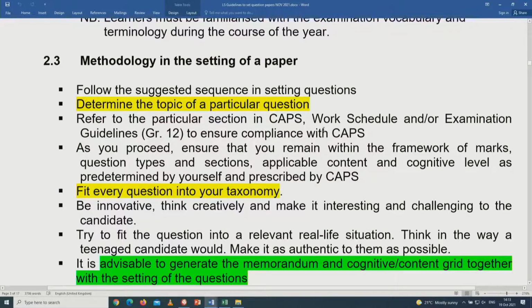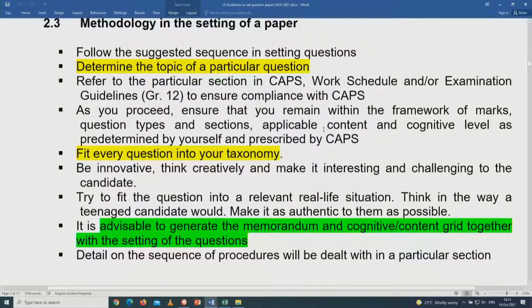Now, the methodology in the setting of a paper. I've just highlighted a few things, but we can go through all of them. Follow the suggested sequence in setting questions. We will come to the format of papers a bit later on, and then you will see what I'm referring to. Determine the topic of a particular question. Now, for that, you need a grid. You need a taxonomy grid. And your grid, you will later on see, will be divided into content, into cognitive levels, and into difficulty levels.